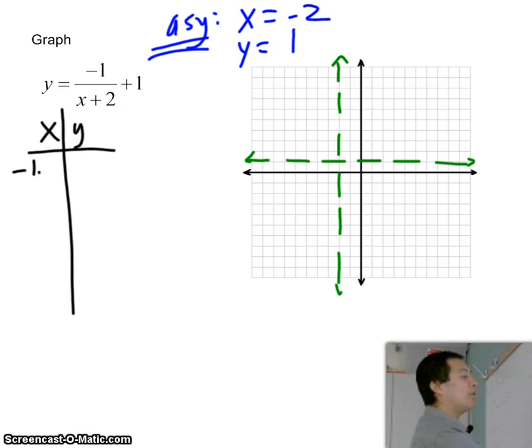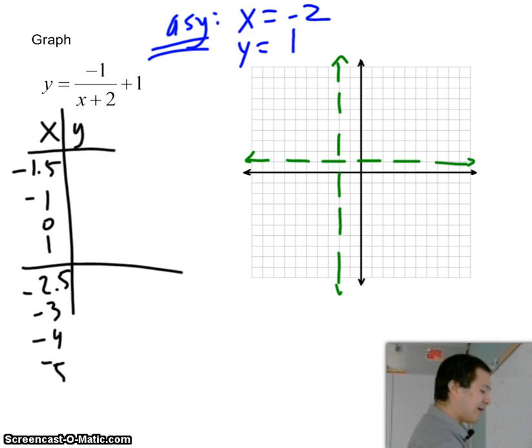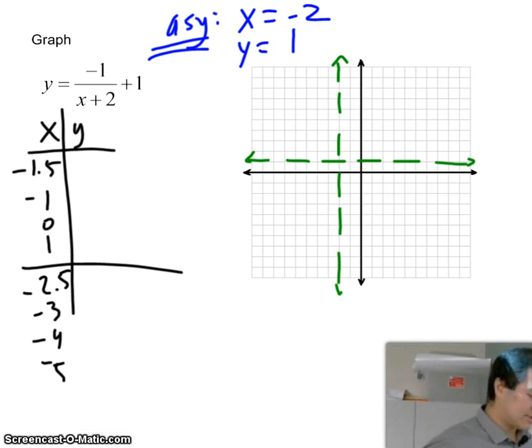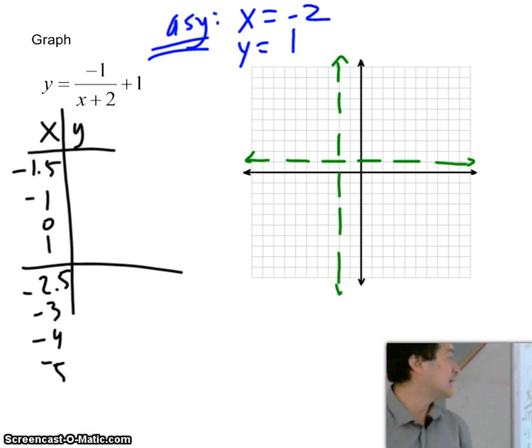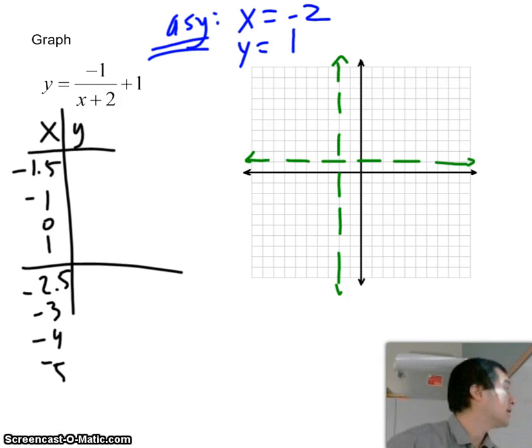I got -1.5, -1, 0, and one more for safekeeping. Alright, other side, I got -2.5, -3, -4, -5. Just looking at the next numbers down the line. Let's plug these in. Pause the video, try it yourself. I'm going to plug in one for you, and then I'll do the rest in my head for time's sake.